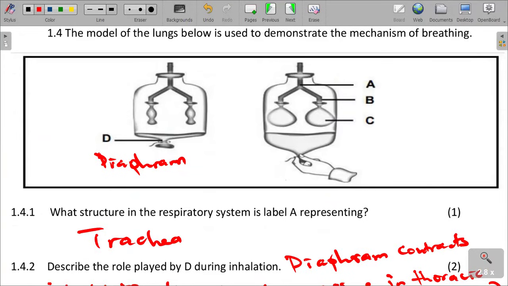Also, the balloons show one large circle, and the lungs are not hollow shaped the way it is shown there. The lungs are not hollow shaped.